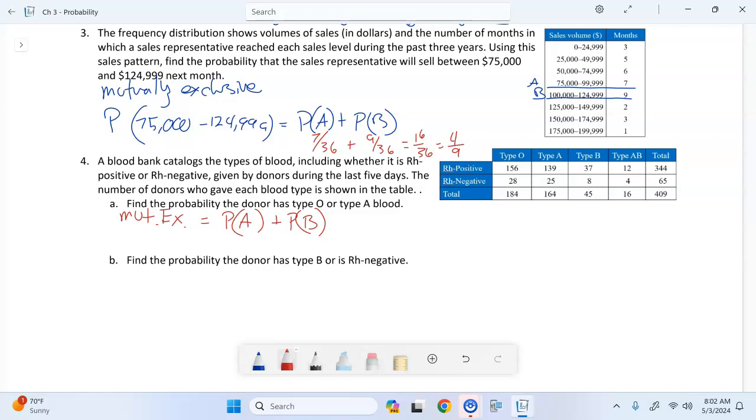The probability of being type O blood would have to be 184 over 409. The probability of being type A blood is 44 over 409. And so the probability of either thing happening is 228 over 409.